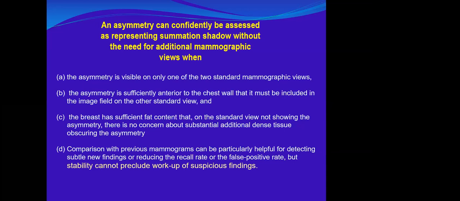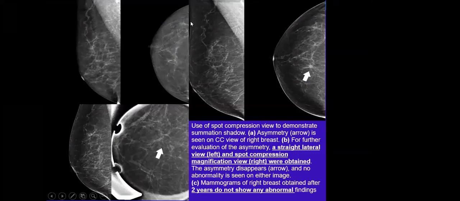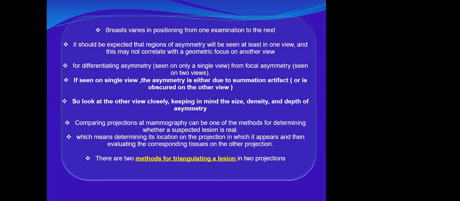And we said that if we have previous studies, we have to compare with them. In this case, we have no previous, but we have spot compression, and the lesion is all spread away, and we have a straight lateral that doesn't show the asymmetry. That means this is definitely just a summation artifact, an asymmetry due to summation artifacts.